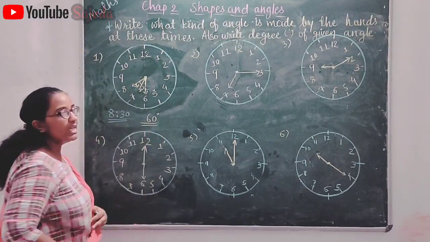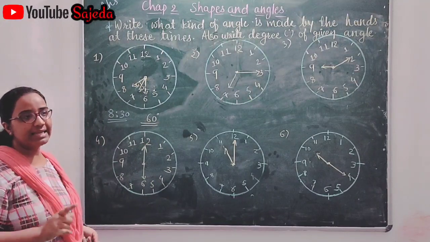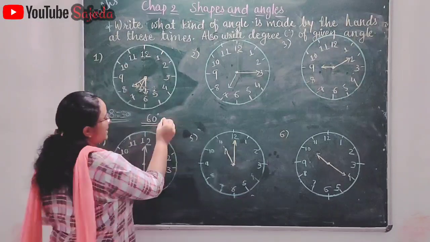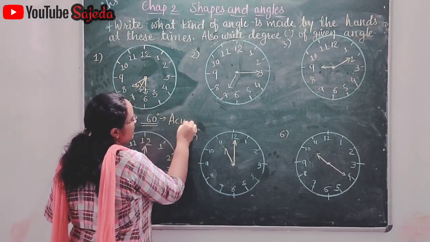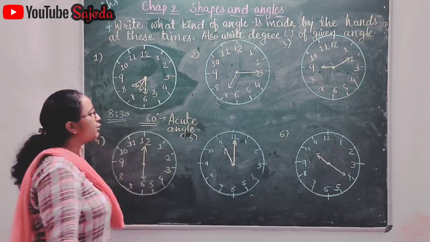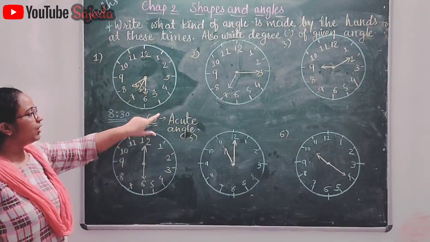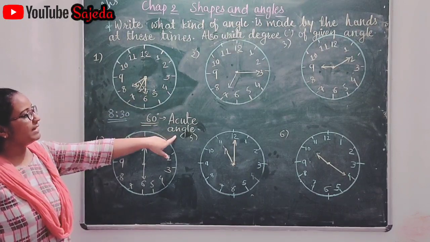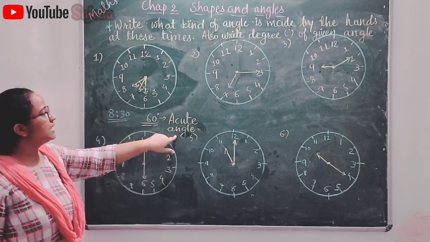Now 60 degree of angle is less than 90 degree. Means it is acute angle. So type of angle here we will write acute angle. That will be easy for you to first write degree of given angle, and then after using this measurement you can identify which kind of angle is this.